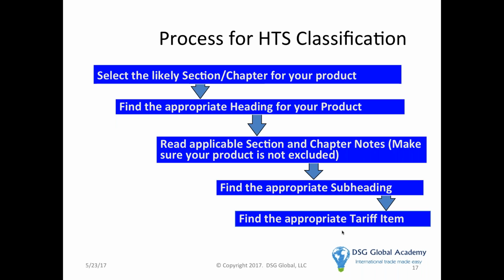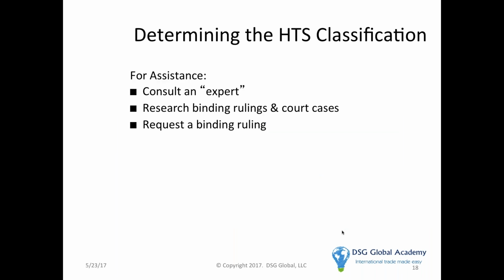This is the process that companies use for HTS classification. You've got to first look at the broad chapter, then drill down to the heading, read the applicable section notes and chapter notes that may include or exclude your product, and then find the appropriate tariff line number. So this is a 10-digit number in the United States and most countries. Some countries that are more developing just have an 8-digit HS number, they call it, harmonized system.